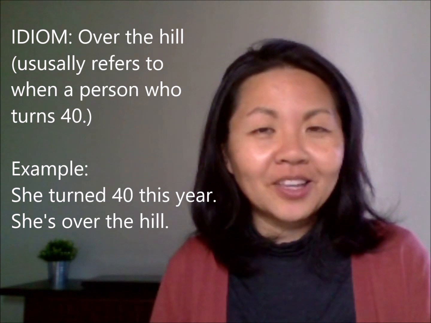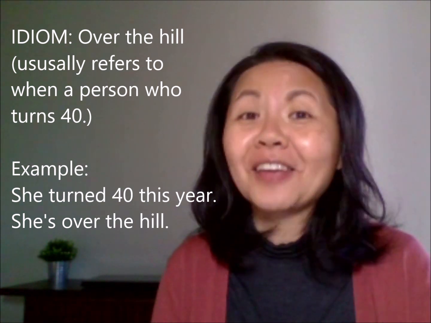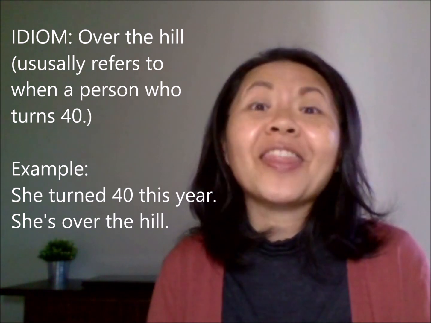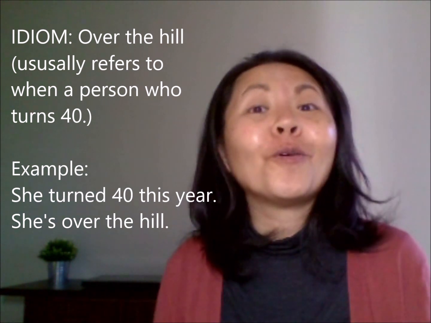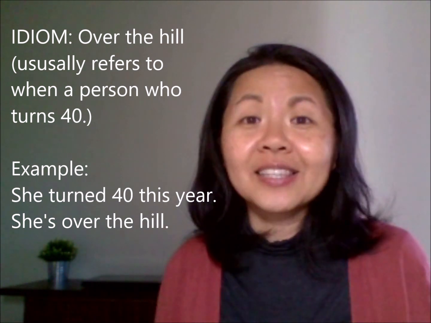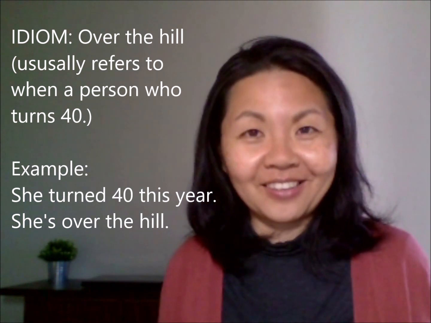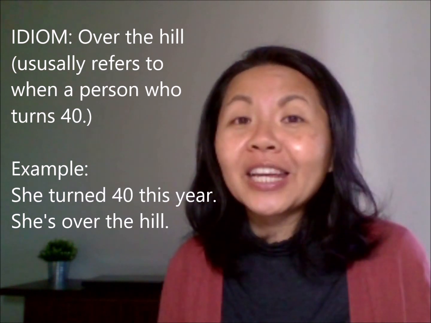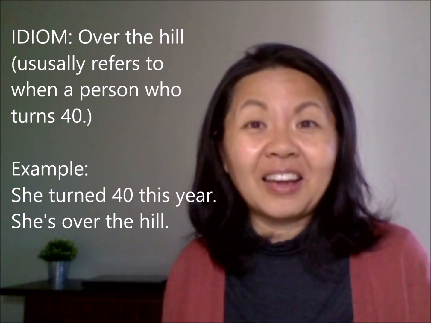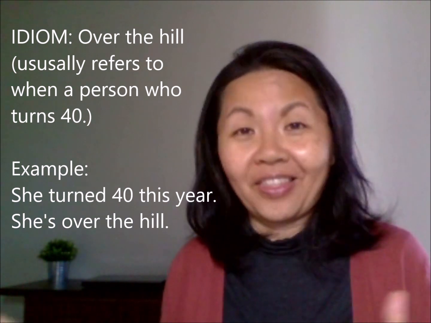Lastly, I'm going to share with you 2 common idioms that native speakers use to talk about age. And the first one is over the hill. Over the hill. Are you 40 yet? If you are 40, then we say over the hill. So I can say she is 40 years old. She's over the hill. I'm turning 40 tomorrow. I'll be over the hill.